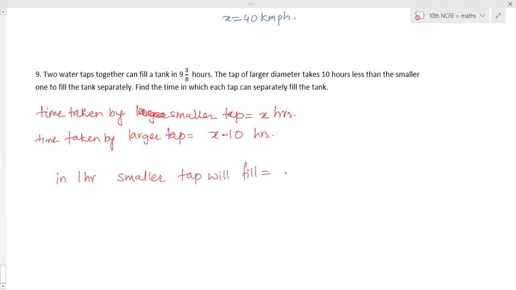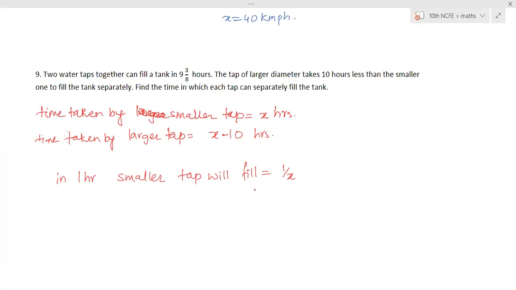1 by X. We have to take every hour in proper proportion. We are not considering that in 1 hour it will take more work and in 2 hours less. No, all hours are equal. The same work done in the first hour is done in the second hour, the third hour, the fourth, the fifth hour, like that. So every hour, every tap is working the same part.